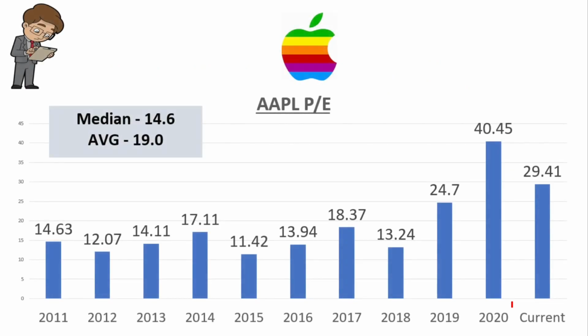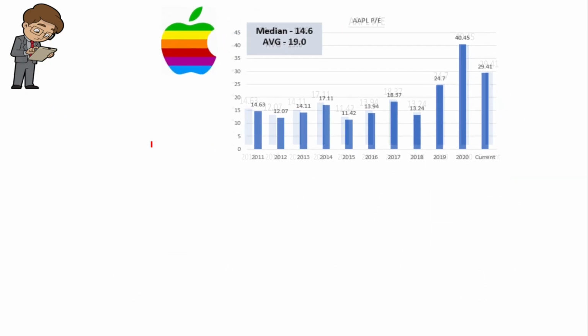Well, let's apply the price to earning growth model to evaluate Apple's stock. So as we said, this is the current PE, 29.41. The median is 14.6, the average is 19. Put it aside for a second and let's create our model.